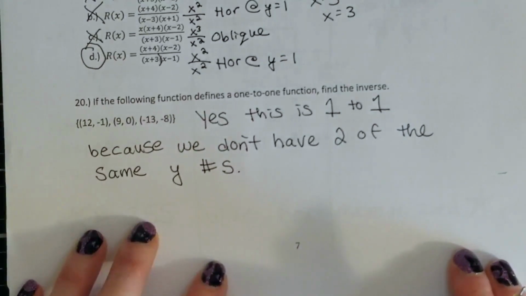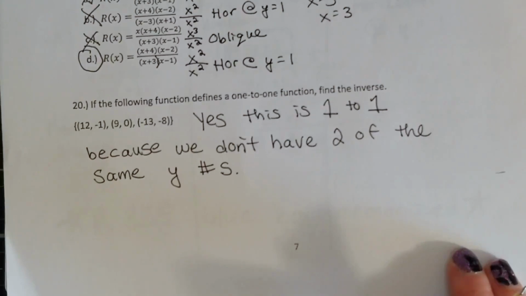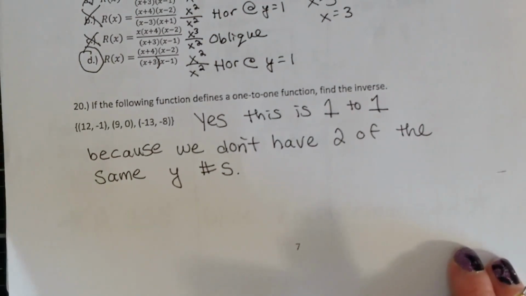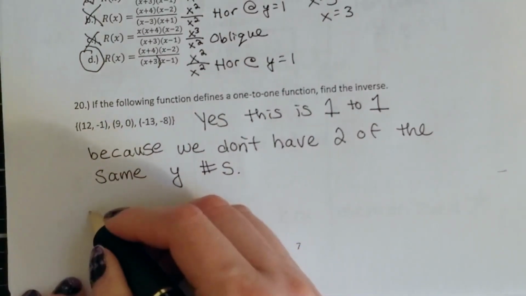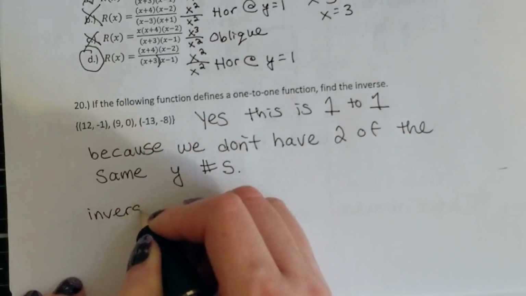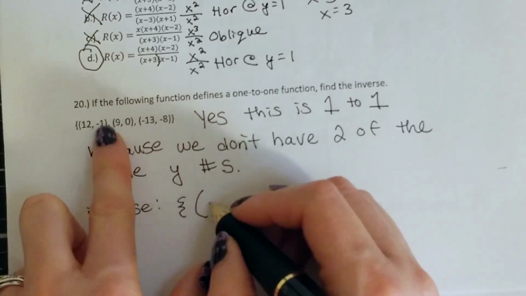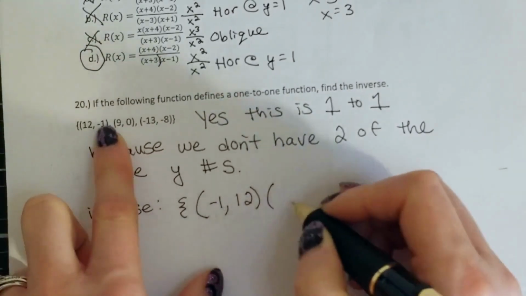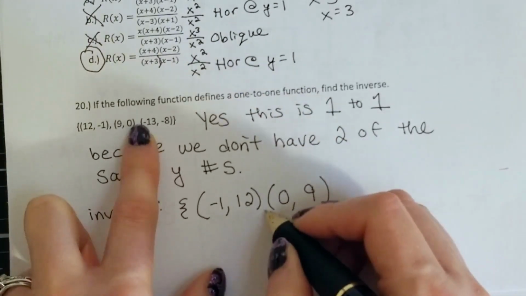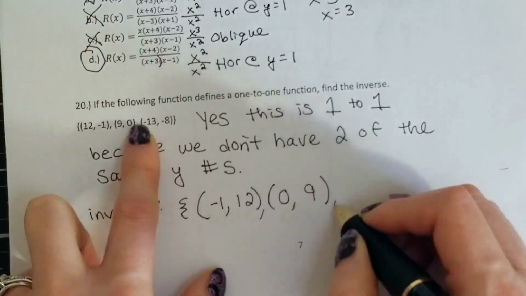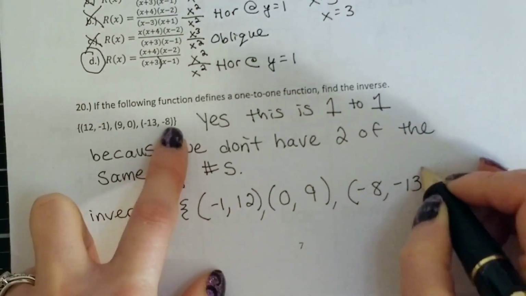Okay, so since this is a yes, now we need to list the inverse. And if you remember, inverse just means you're flip-flopping the x and the y numbers. So you just reverse these. So your inverse, we flip-flop those, so it'll be -1 and 12. Flip-flop these, so 0 and 9. I guess they're going to have commas in between these. Flip-flop the last one, -8 and -13.